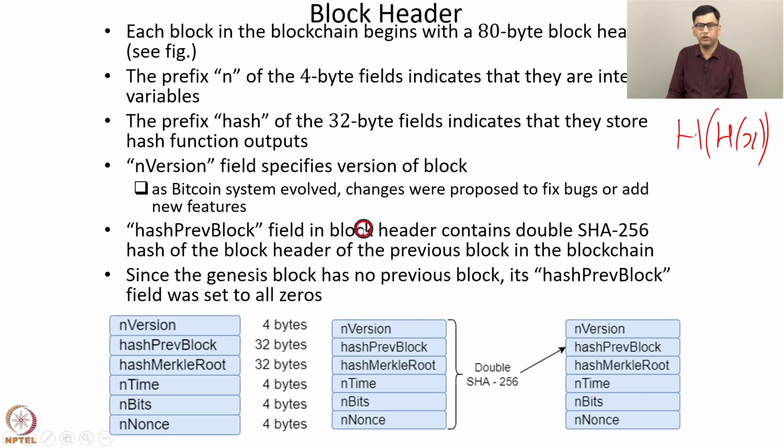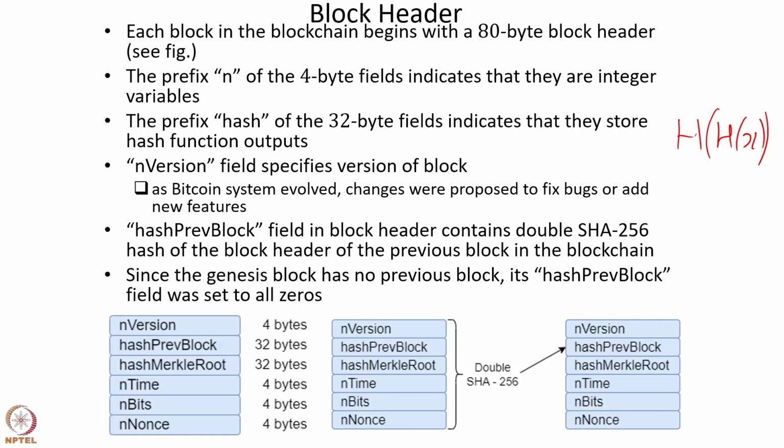Since the genesis block has no previous block, its hashPrevBlock was set to all zeros. Recall that the genesis block is the very first block, and its hashPrevBlock field was set to zeros because there was no block before it.